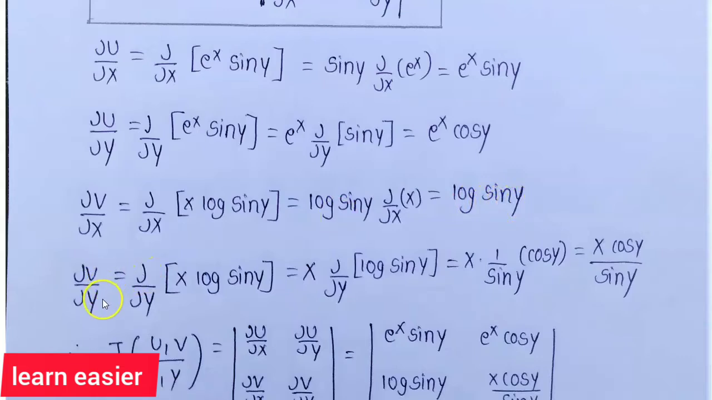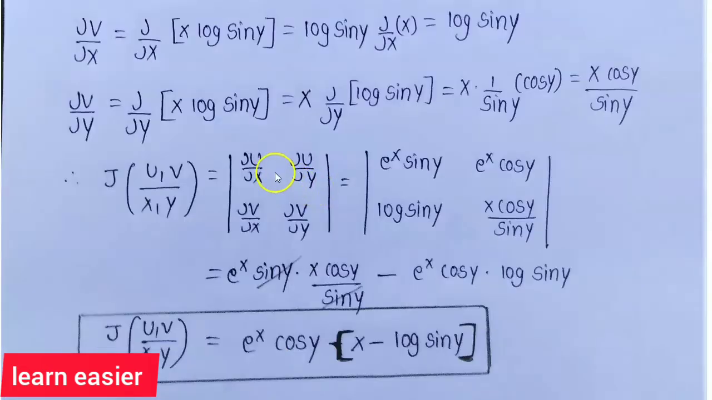Now dou v by dou y, so derivative of v with respect to y by taking x as constant, so x is written outside, and what is the derivative of log sin y? First of all we take log, whose derivative is 1 by y. So here we have sin y, so 1 by sin y, and the derivative of sin y is cos y. So finally we have x into cos y by sin y.